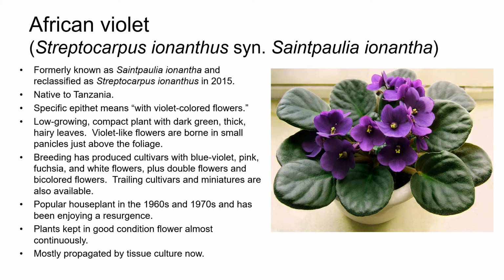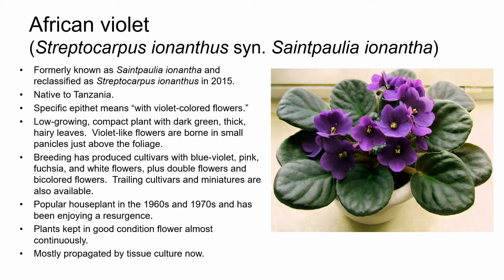Let's start with African violet. The botanical name for African violet was Saintpaulia ionantha, but it was reclassified as Streptocarpus ionanthus in 2015 as the result of DNA analysis. African violet is native to Tanzania, and the specific epithet ionanthus means with violet-colored flowers.